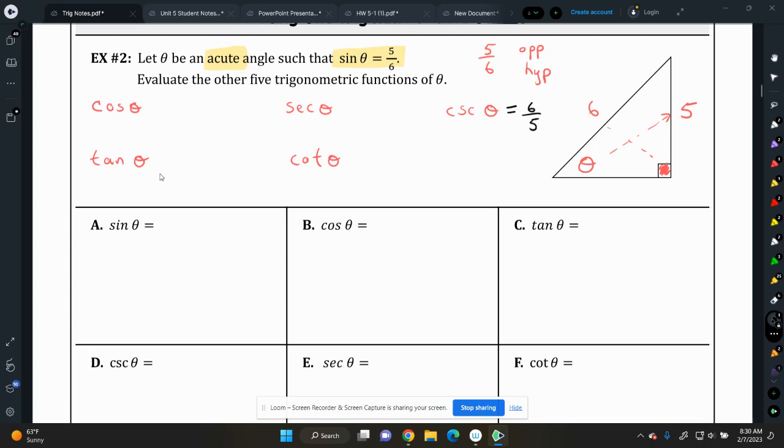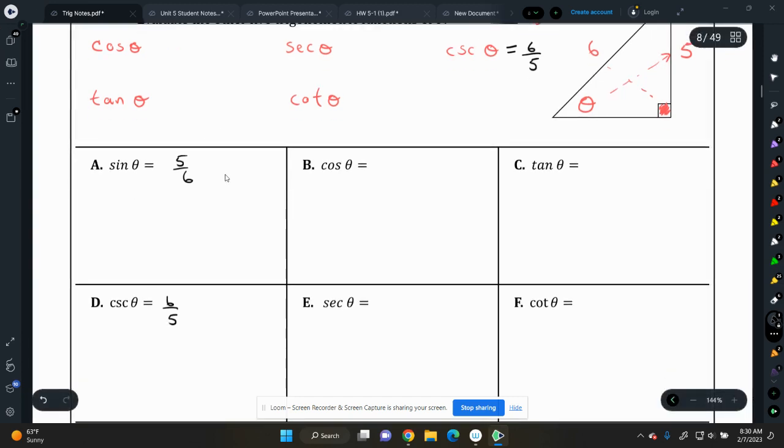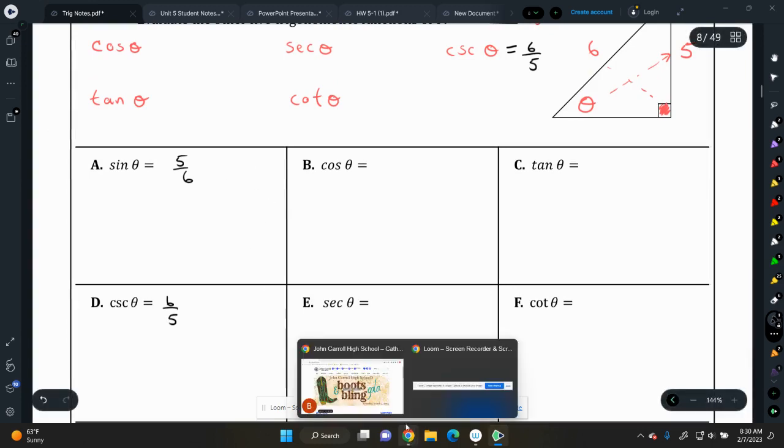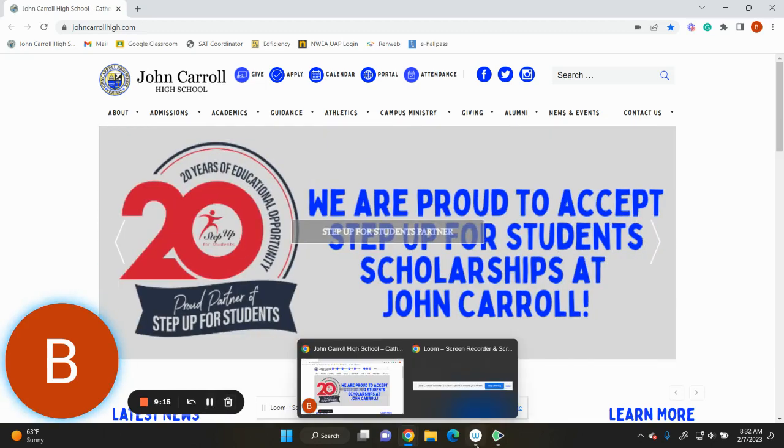Okay. I want you to turn to someone next to you, behind you, or to the right or left of you, and I want you to discuss solving this example together. Okay. I don't know why I wrote it up there. They're all down here. I'm sorry. 5 over 6, and we did cosecant to 6 over 5. So turn to your neighbor and work on this problem together. Go ahead and do it together.